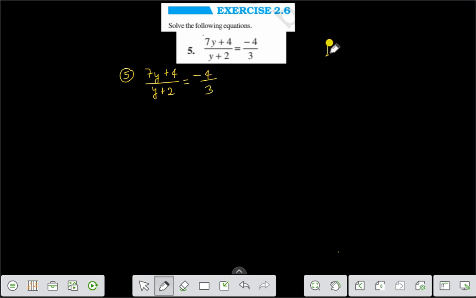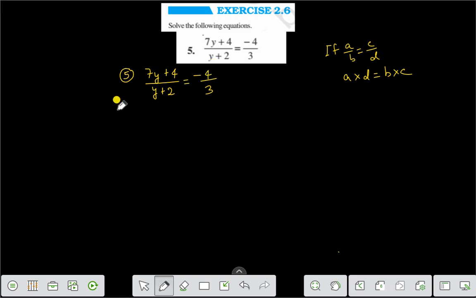We know that if a by b is equal to c by d, then you can write a into d is equal to b into c. We will apply this formula here. That means this part is multiplied by 3 and this y + 2 is multiplied with minus 4.